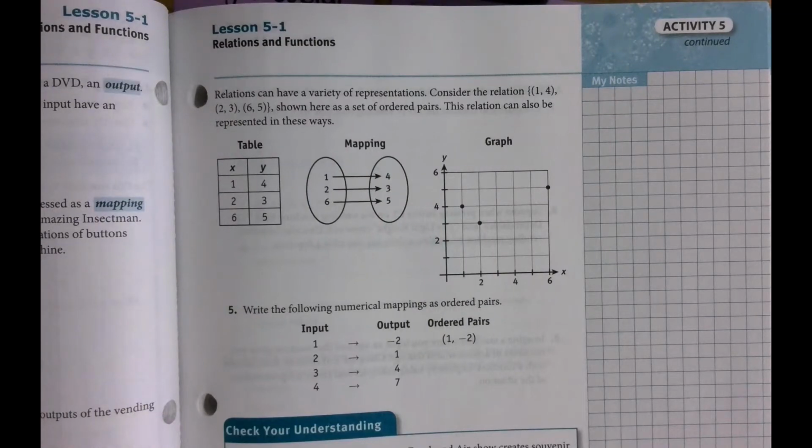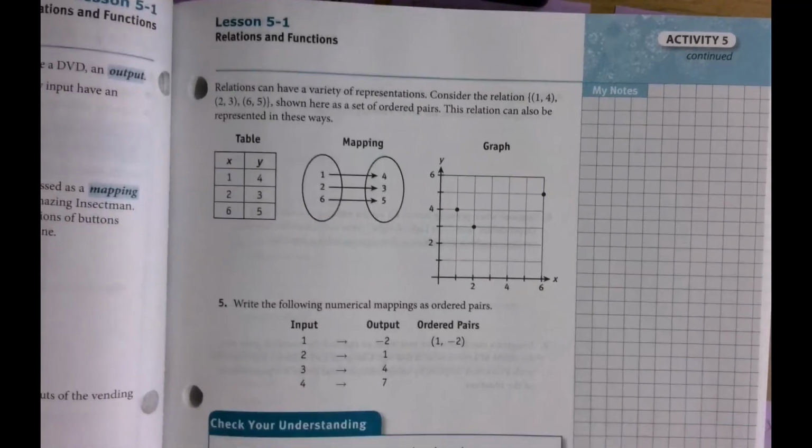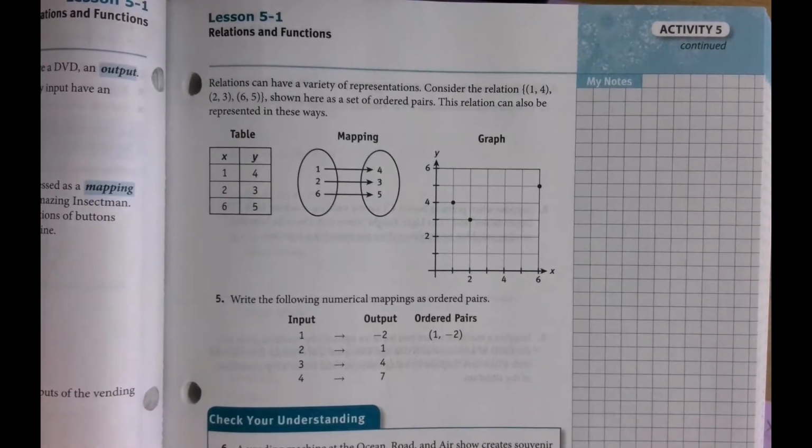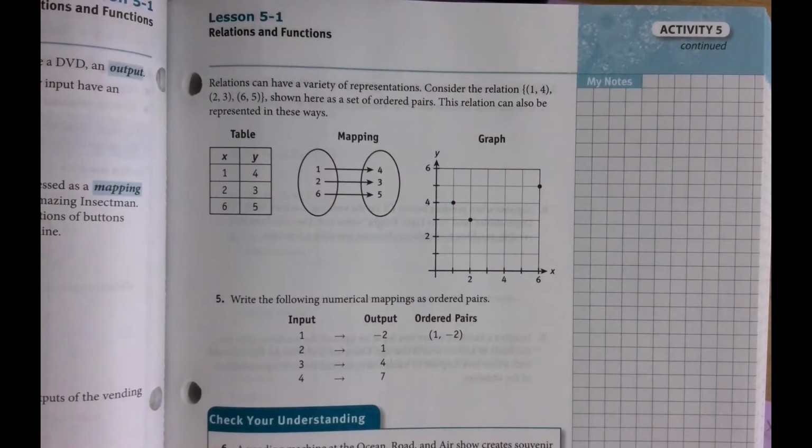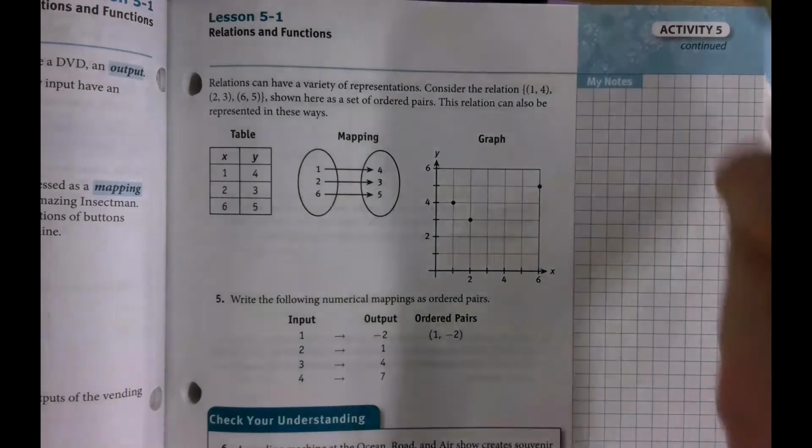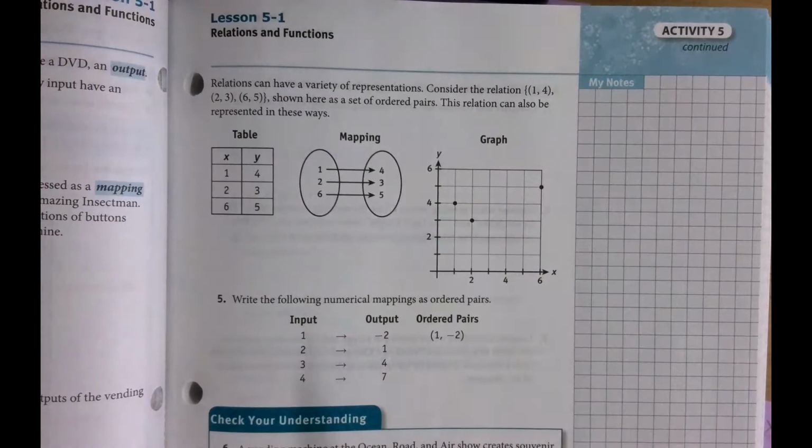And I am going through some of Activity 5 in the SpringBoard book. So I'm going to start with some examples from Lesson 5.1, Relations and Functions, and I'm on page 67. I just wanted to go over some different representations that we can use for functions.